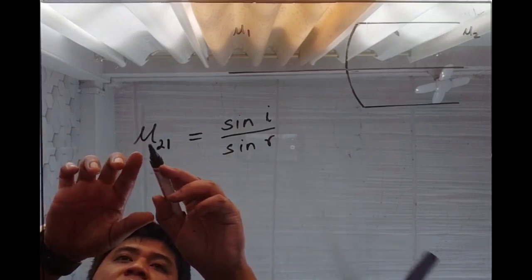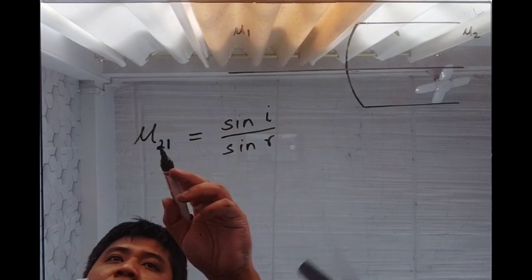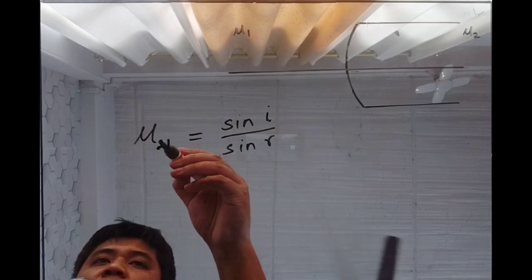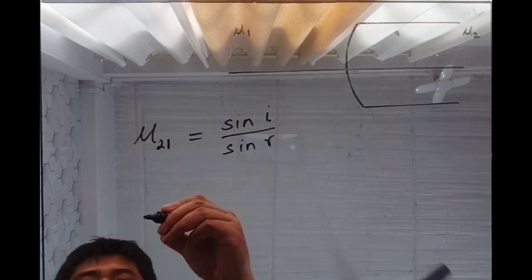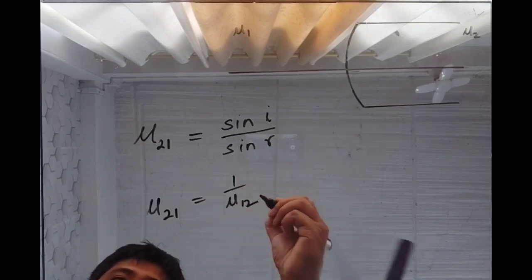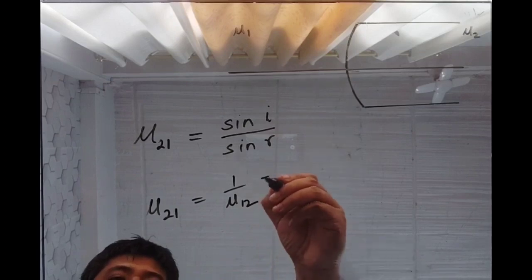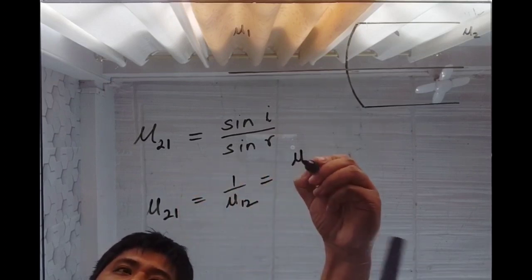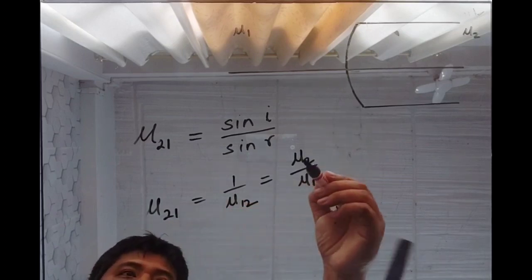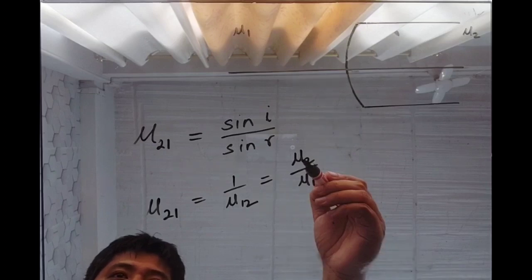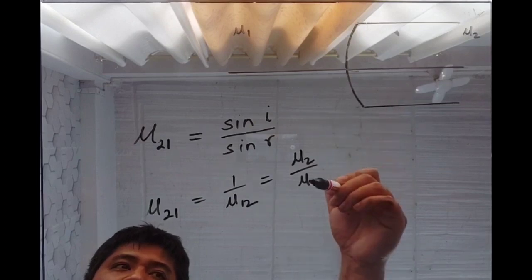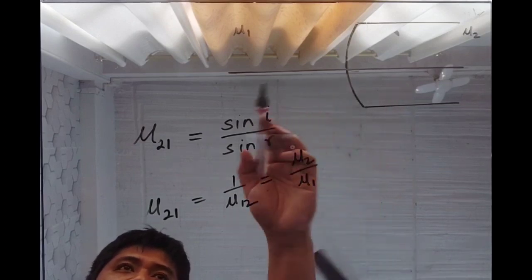Here we consider that the ray travels from medium 1 to medium 2. The second medium refracts the ray and changes its path. Also mu2 1 is equal to 1 by mu1 2, and we can also write mu2 1 as mu2 by mu1. Here mu2 is the absolute refractive index of the denser medium, and mu1 is the absolute refractive index of the rarer medium.